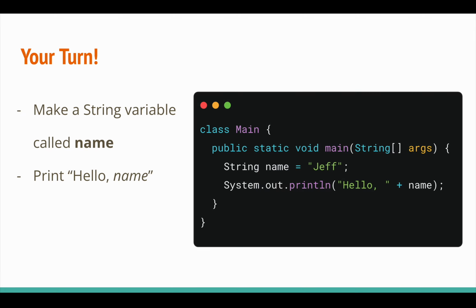An example of what you can do is the following. So you can create a string variable called name and assign that to Jeff. And you could print hello Jeff by doing the following string concatenation where you do system.out.println hello, comma, space, and then plus the name which has Jeff.